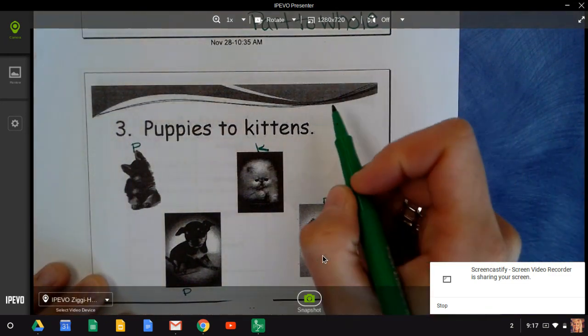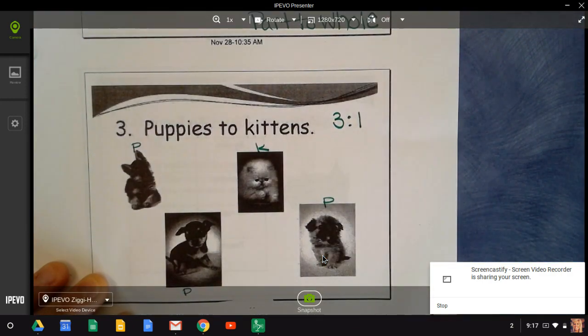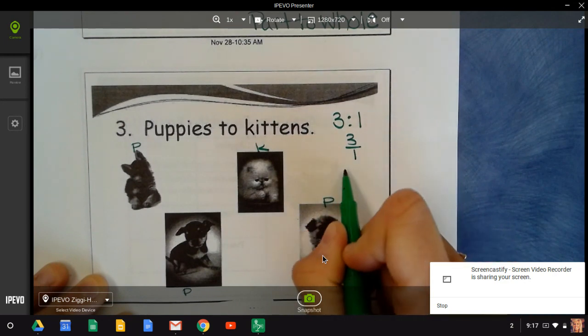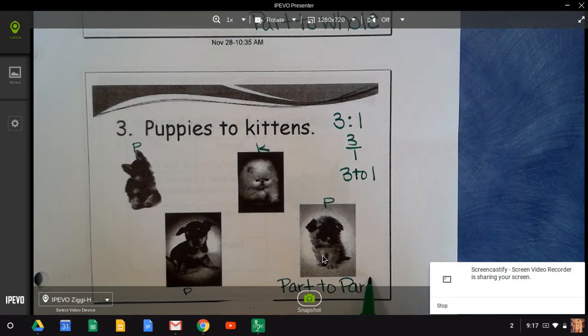Okay, so you should have done puppies to kittens. So there are 3 puppies to 1 kitten. And you should have written that 3 ways. And then you should have said that this is a part to part comparison because we're comparing 2 different things. A puppy is different than a kitten.